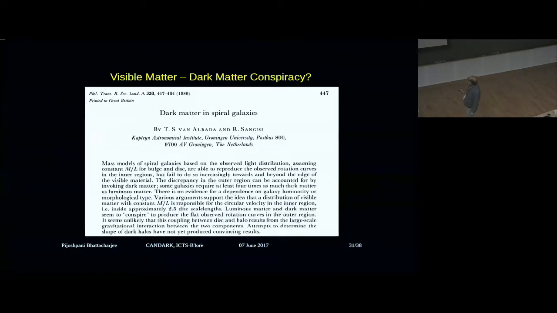Actually, way back in 1986, this has been there for a long time. There seems to be a kind of conspiracy between the galaxies. Van Albada and Sancisi wrote a very interesting paper. For example, they say the luminous matter and dark matter seem to conspire to produce the flat observed rotation curves in the outer region. It seems unlikely that this coupling between disk and halo results from the large-scale gravitational interaction between the two components. Attempts to determine the shape of dark halos have not yet produced convincing results. It's an open issue. So some people have suggested there may be an additional physical interaction between the dark matter particles to produce this observed relationship.